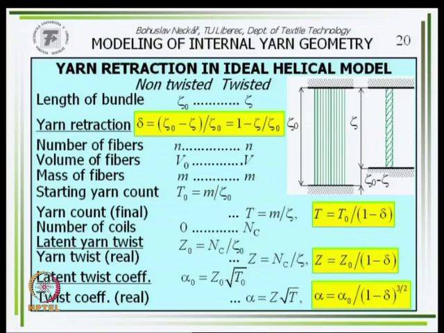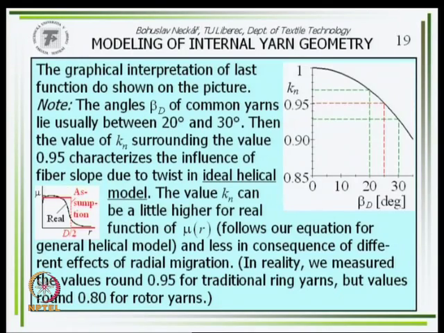Well, this is all for coefficient Kn. The theoretical value of this coefficient is based on the ideal helical model. In reality, it can be a little harder. Why? Because the structure is not a perfectly ideal helical model.